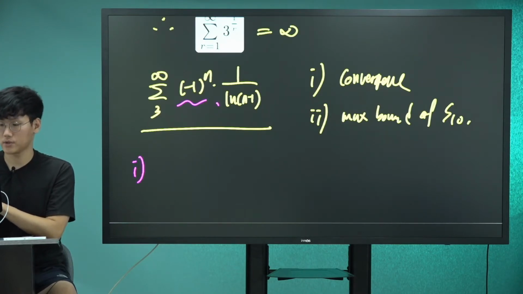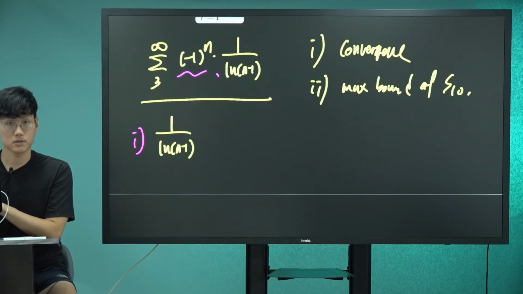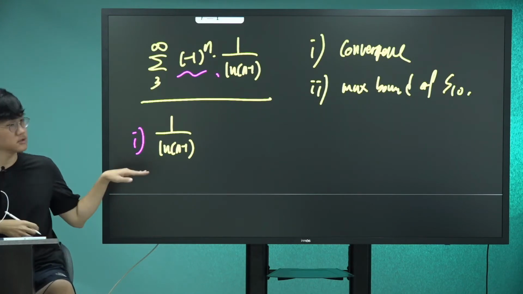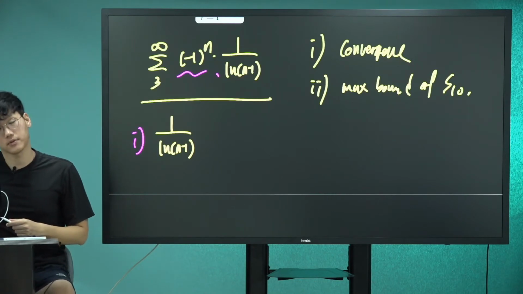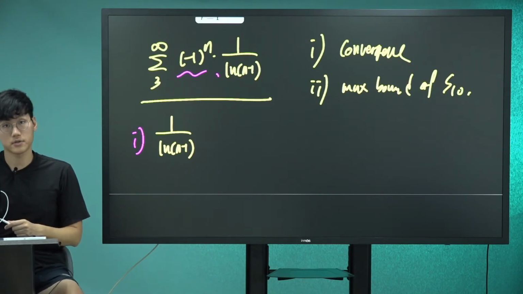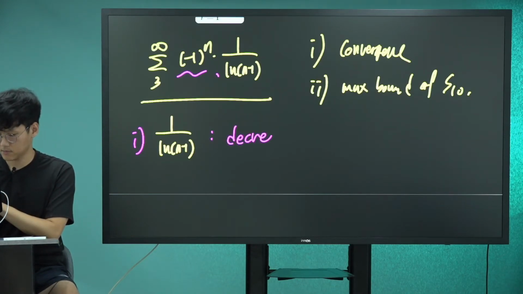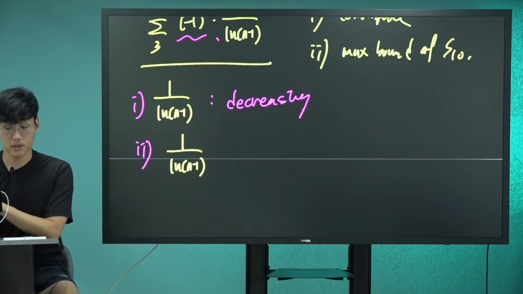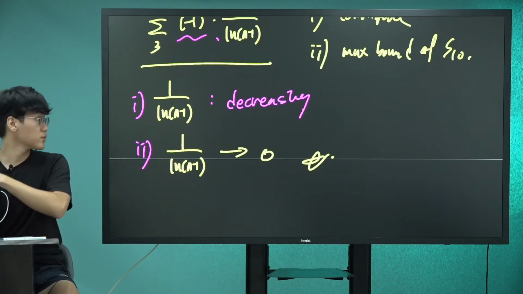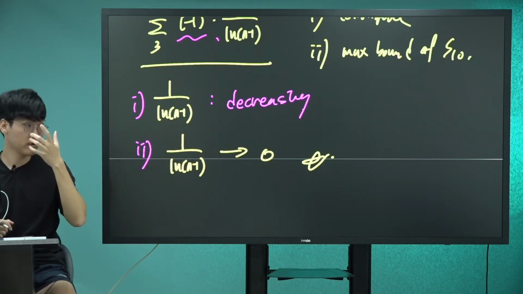So what you want to show is that my sequence is decreasing. Is it decreasing? Yes, right? The ln is an increasing function, but if you reciprocate, then the denominator is getting bigger and bigger, so the fraction itself is getting smaller and smaller. So we know that it is decreasing. And then the next thing I want to prove is the limit of the sequence. If you send n to infinity, this goes to 0, right? So we have a decreasing sequence as well as converging to 0. So we are very happy.